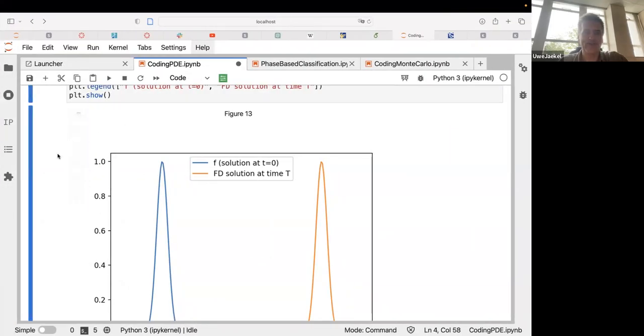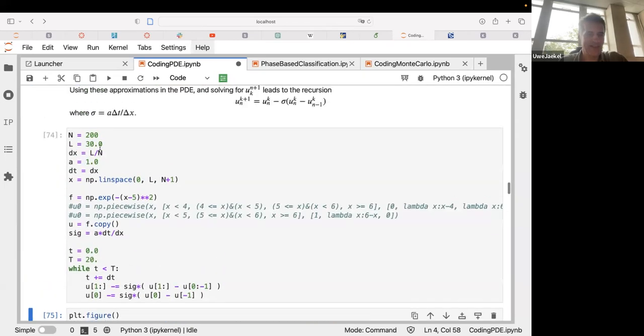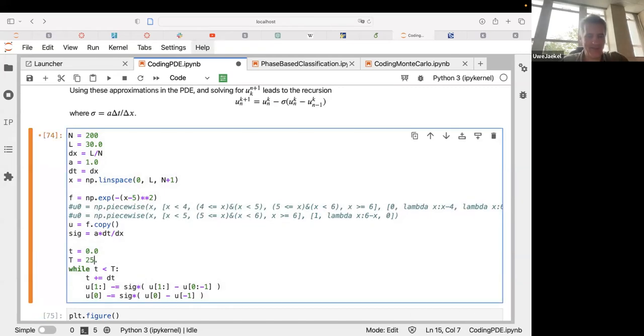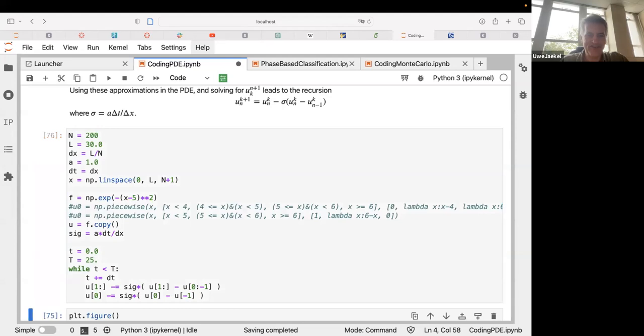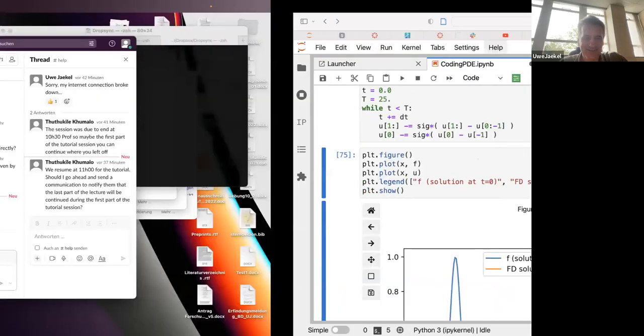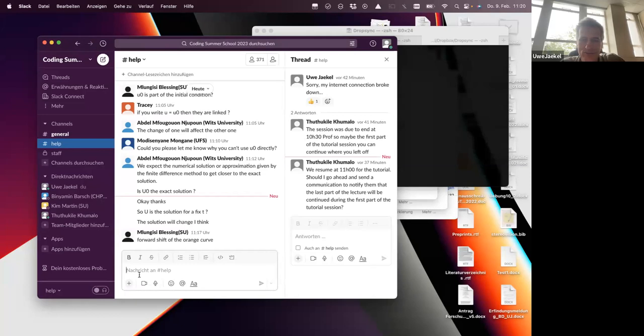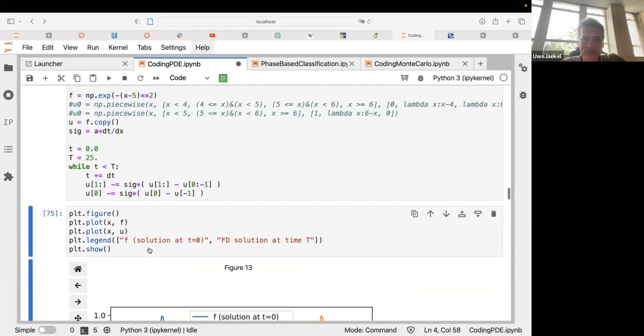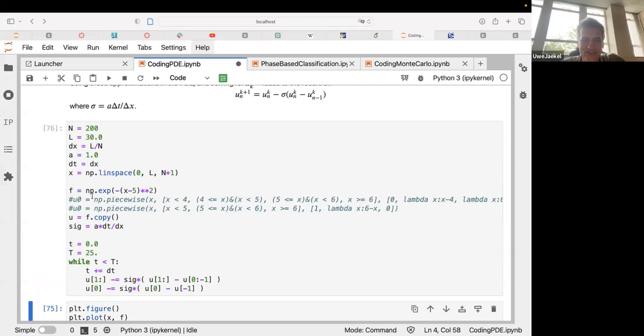I prepared the simulation. So now we will make 25 time steps. I run the simulation and I don't show the figure yet. Does anybody come up with a solution? Yeah, I said we have a periodic boundary condition. So the left neighbor of the leftmost data point at 0 is the rightmost data point.